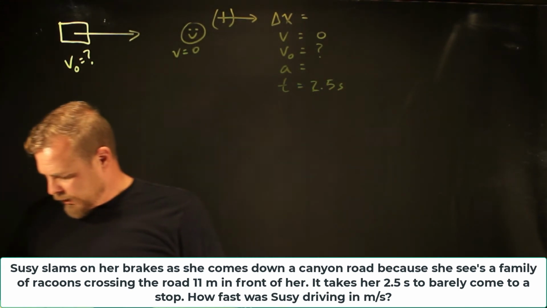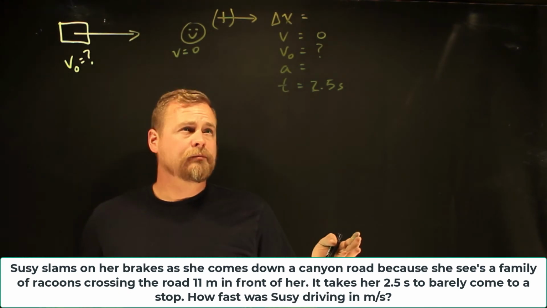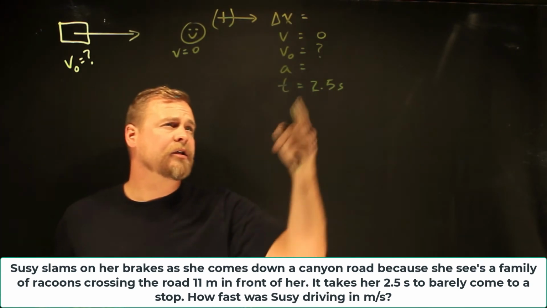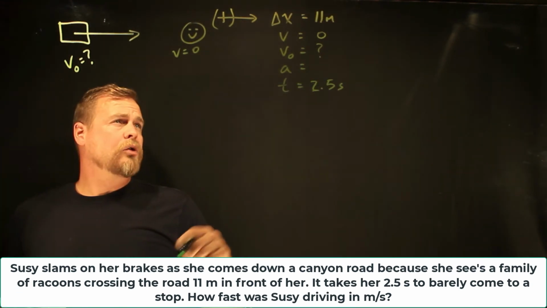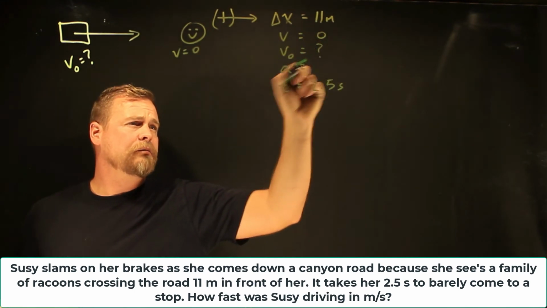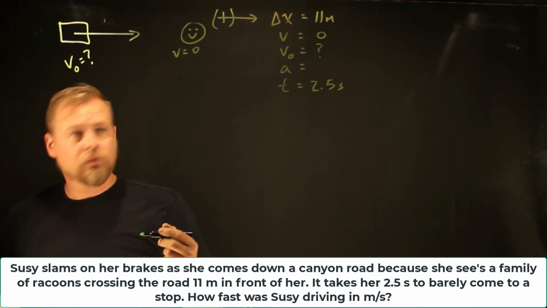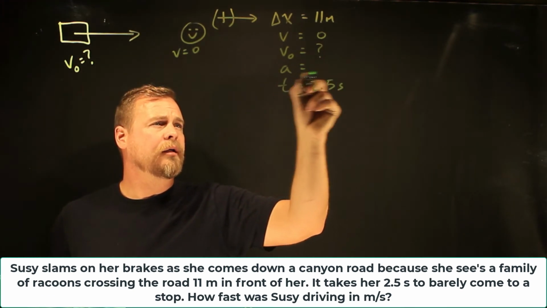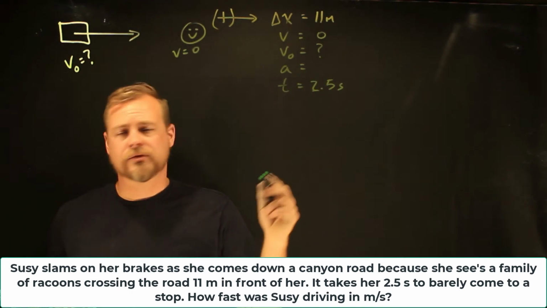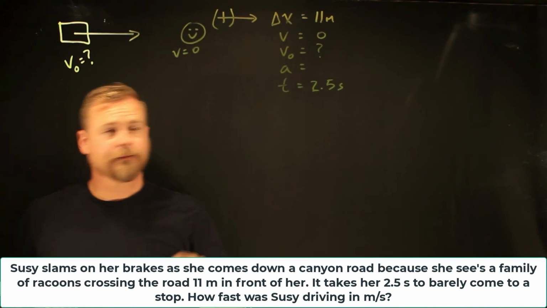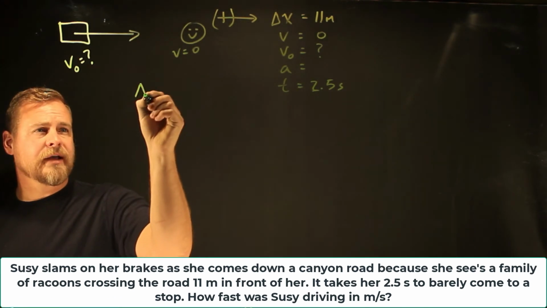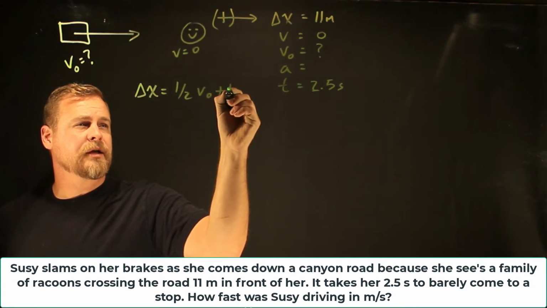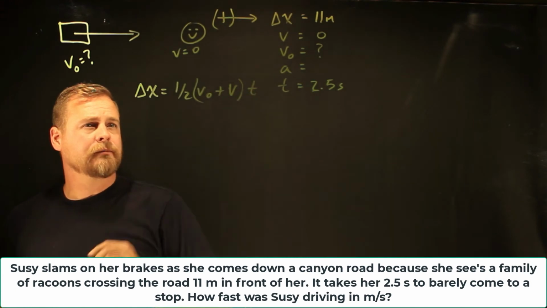Now when I'm looking at my kinematic equations, I don't really know my initial velocity. I don't know what my acceleration is. So we've got displacement, final velocity, and time. So I'm going to go with the formula that does not have acceleration in it, because I don't have it. I'm missing it. So I'm going to see if I can solve this without my acceleration. And so that would be delta x equals 1/2 (v naught plus v) times t.